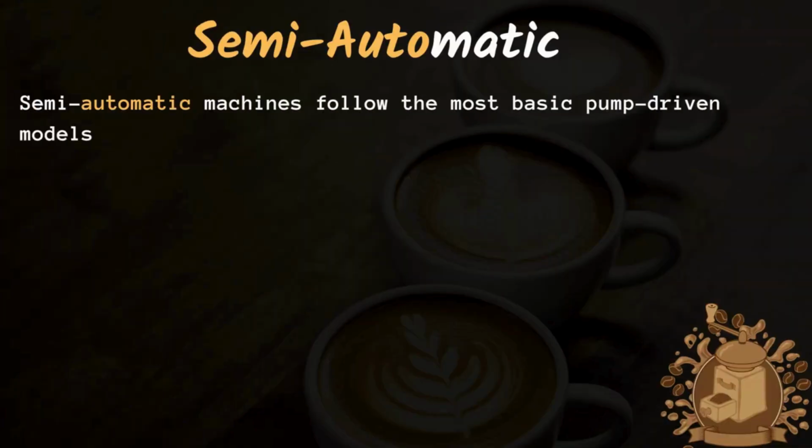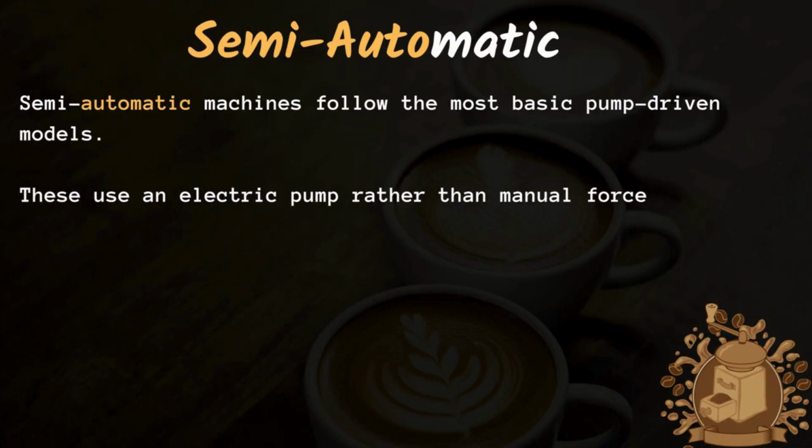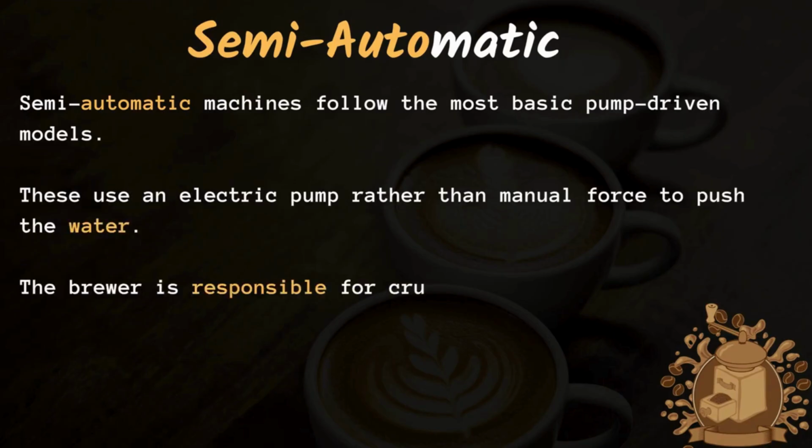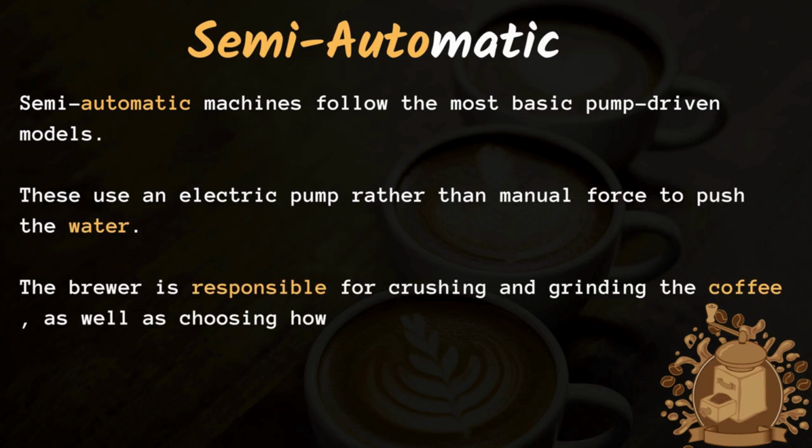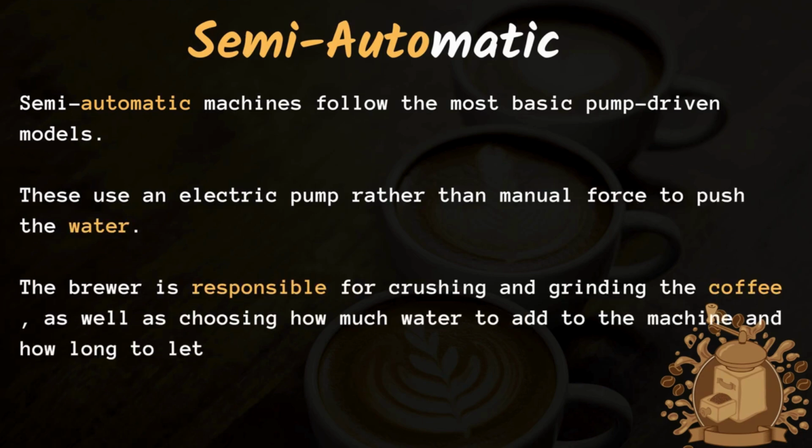Semi-automatic machines follow the most basic pump-driven models. These use an electric pump, rather than manual force, to push the water. The brewer is responsible for crushing and grinding the coffee, as well as choosing how much water to add to the machine and how long to let it brew.